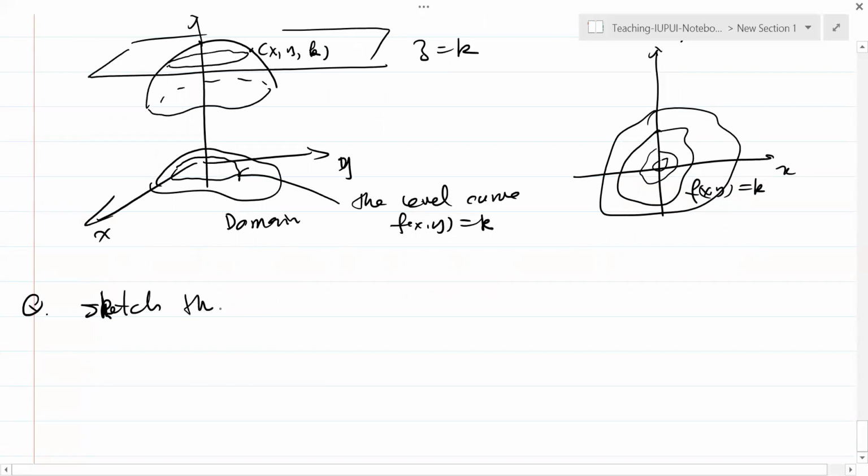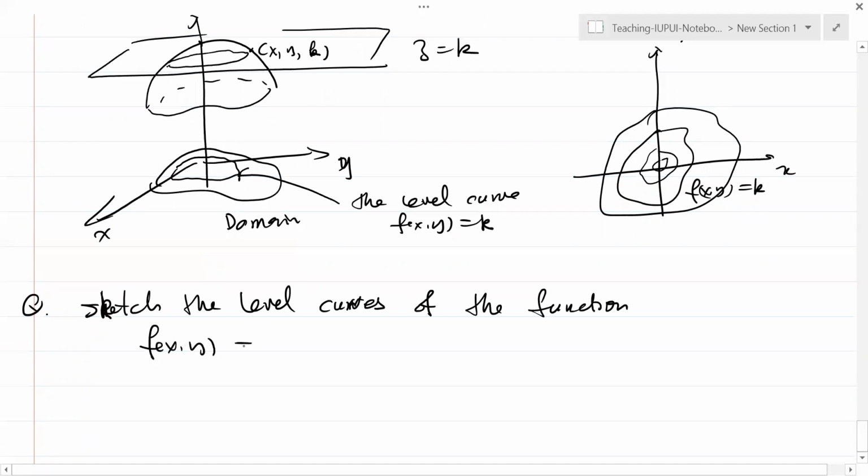Sketch the level curves of the function f(x,y) equals y minus x squared. Okay.